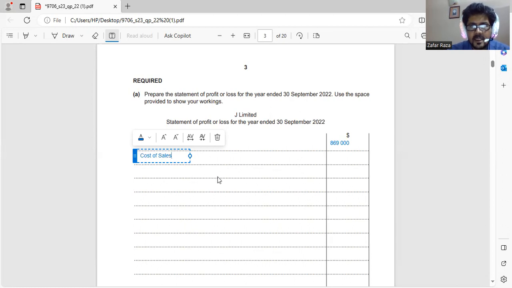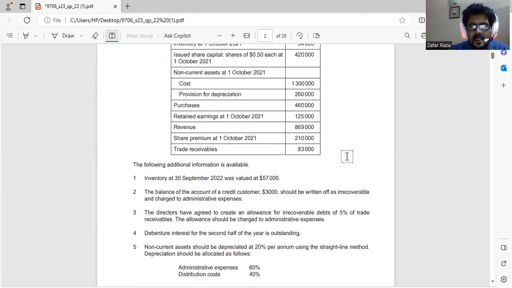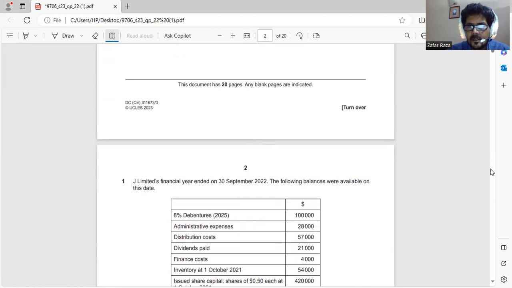Cost of sales is not given. So we will calculate cost of sales from these figures. See here. Why are we calculating cost of sales? Cost of sales is equal to opening inventory. How much is it? It must be given here. Opening inventory.